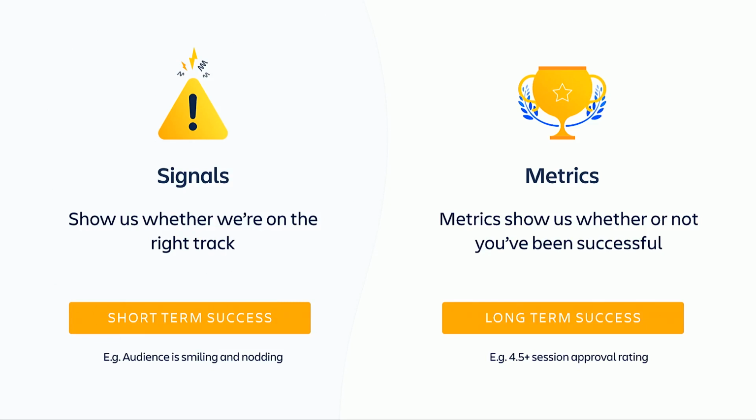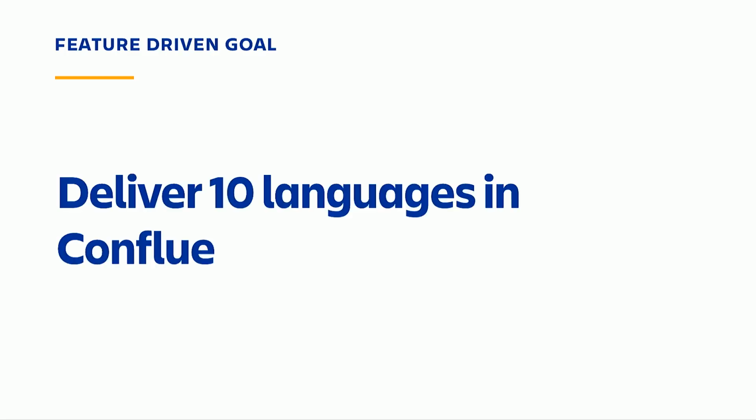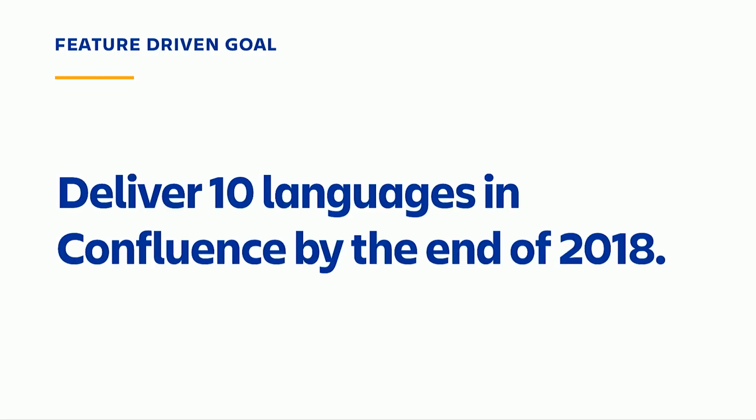So it's important to distinguish between these two, because the changes that you make and the improvements that you introduce don't just have short-term, but longer-term ramifications on your users and your business. So it's crucial to understand if you're on the right track and whether or not you need to pivot your strategy to help you get there. So before going through this process, our feature-driven goal was to deliver 10 languages in Confluence by the end of 2018.